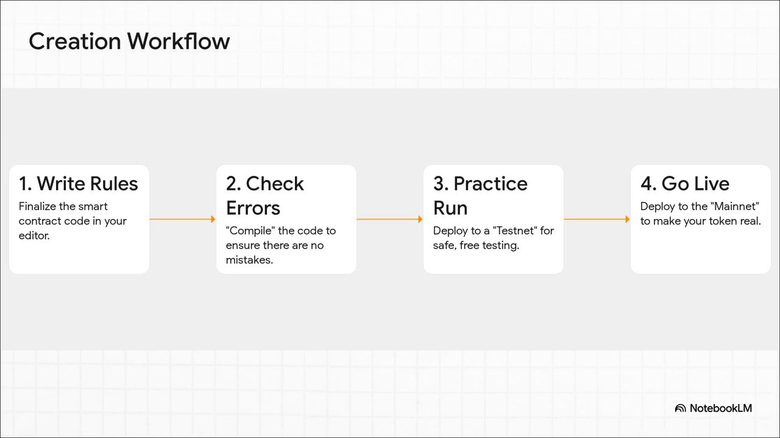First, we just finalize the rules in our code editor. Second, we compile it, which is just a fancy word for running a spell check on the code to make sure there aren't any mistakes. Third, and this part is key, we do a practice run on what's called a testnet. And then finally, when we are 100% sure everything works perfectly, we go live on the mainnet.